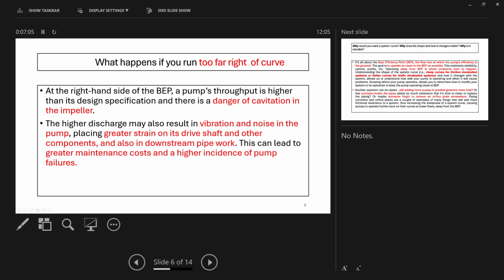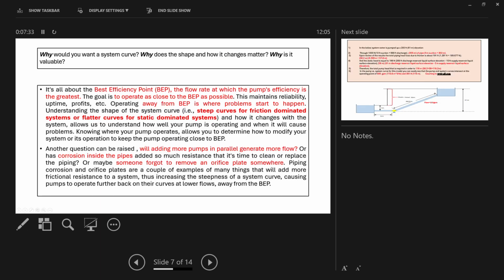what will happen? A tremendous sound will be there. Vibration, noise, etc. will be there, and the maintenance cost will increase. And there is a danger as the flow is increased. When the flow is increased, the NPSH requirement will also increase. If you cannot fulfill this NPSH requirement, then certainly the pump will run under cavitation.